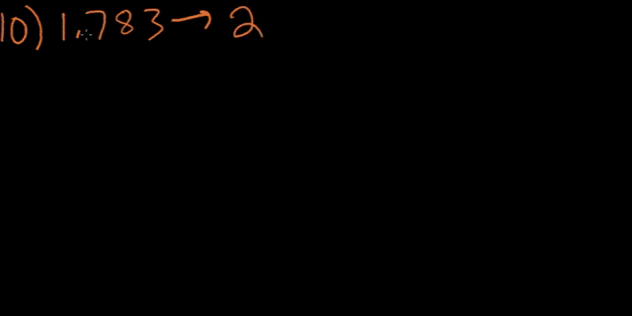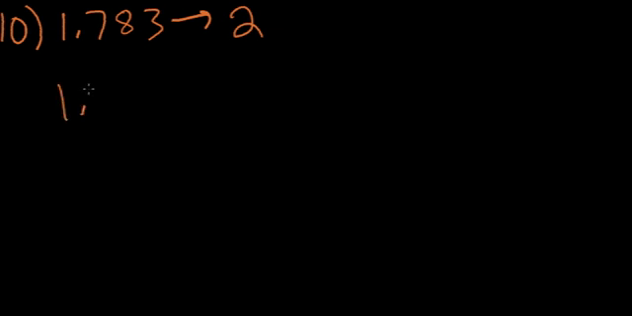Okay, number 10. When 1.783 is rounded to the nearest whole number, the result is how much greater than when 1.783 is rounded to the nearest tenth? Well, what happens when you round it to the nearest whole number? It turns into 2 because it's 0.7, which is greater than 0.5. So it rounds up. That's equal to 2.